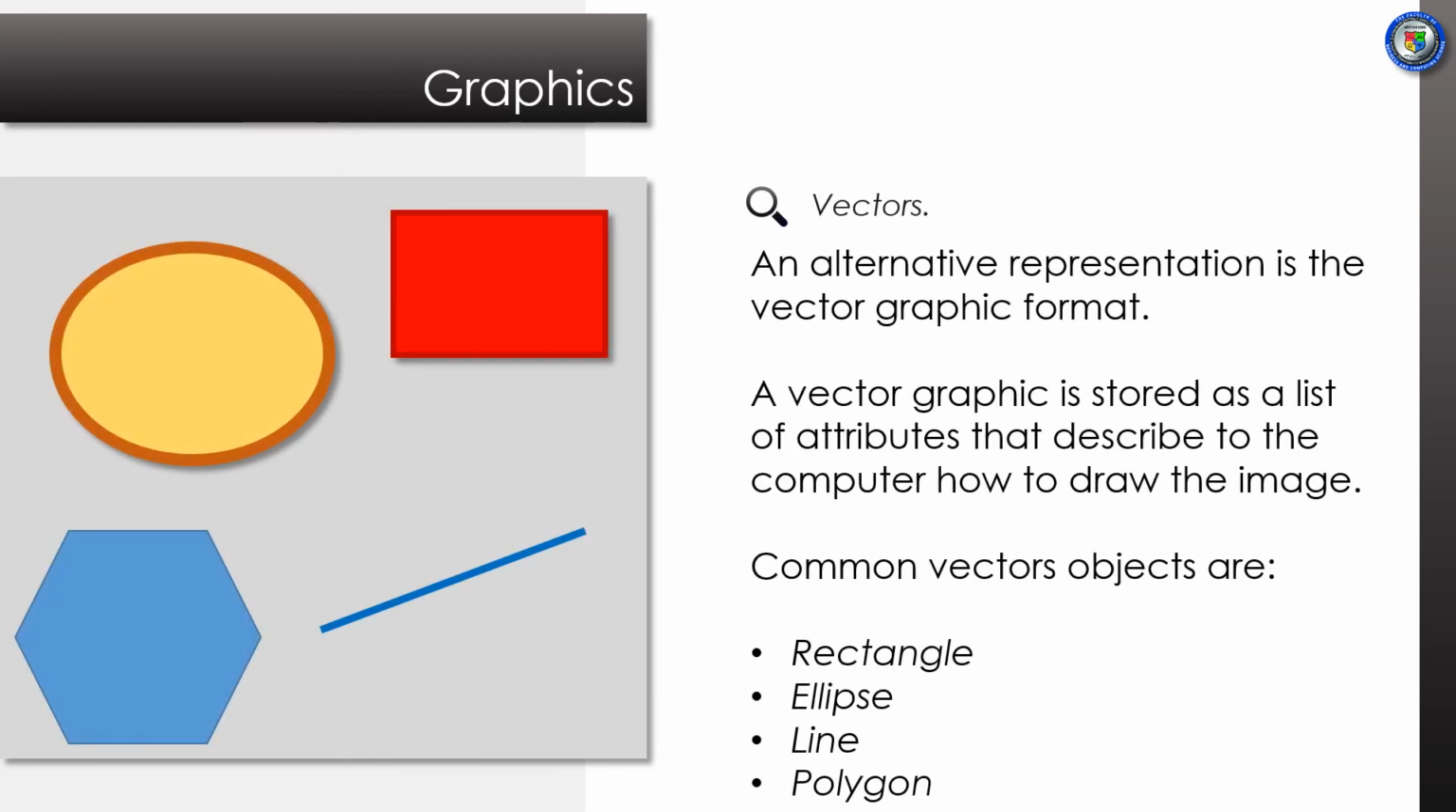Another type of graphic is a vector graphic. Rather than storing each individual pixel like a bitmap, a vector graphic uses an alternative method of representation. A vector graphic is stored as a list of attributes that help the computer to describe and re-represent that image or object. Common vector objects are rectangles, the ellipse, the line, and the polygon.